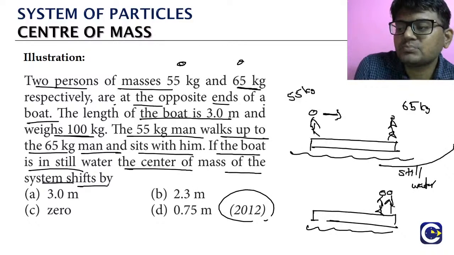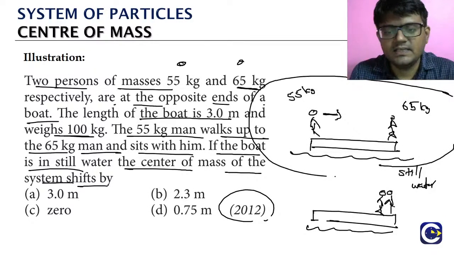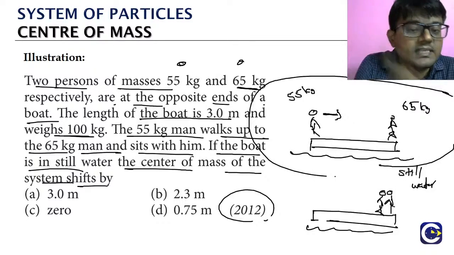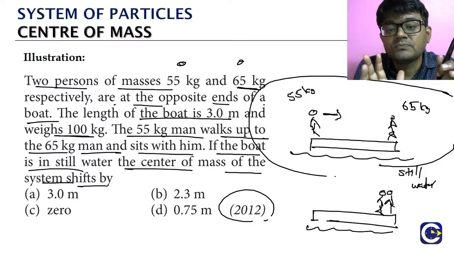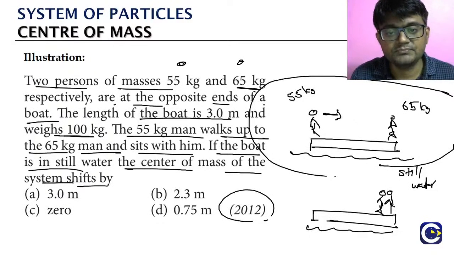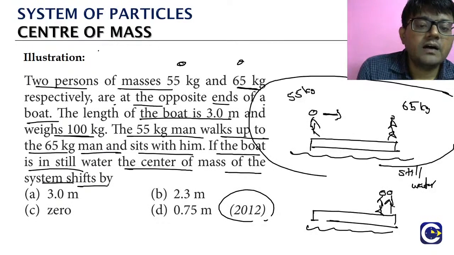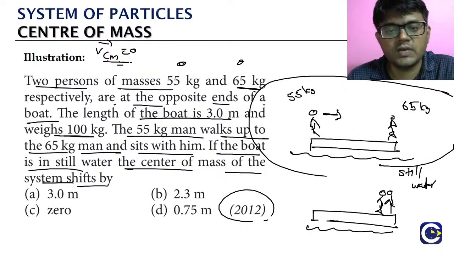Initially everything is at rest. The system and sonna, what is it? System means what? The 55 kg person and the 65 kg person including the boat. That's the system. Okay va? Now the 55 kg, 65 kg, boat, everything is at rest initially. Everything is at rest initially, right? Okay. Which means the velocity of center of mass is 0. And the formula m1 v1 plus m2 v2 on the formula. Okay. So velocity of center of mass is 0.